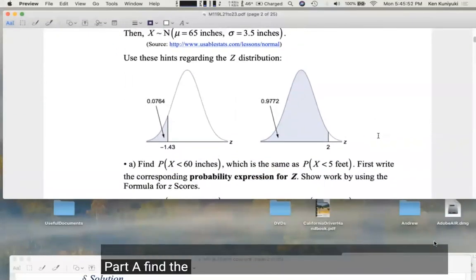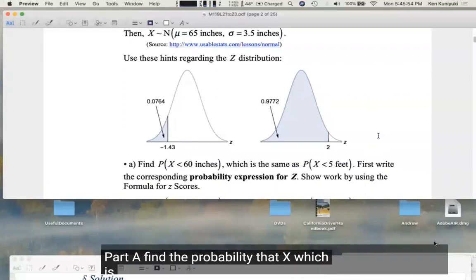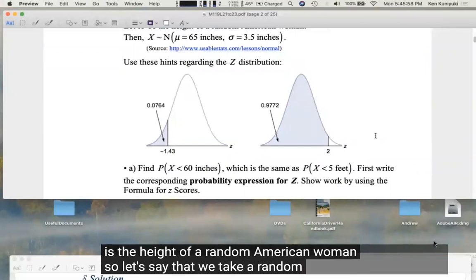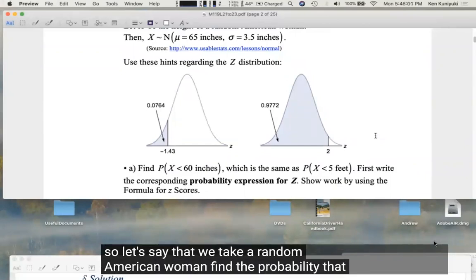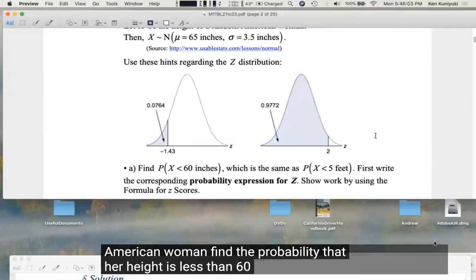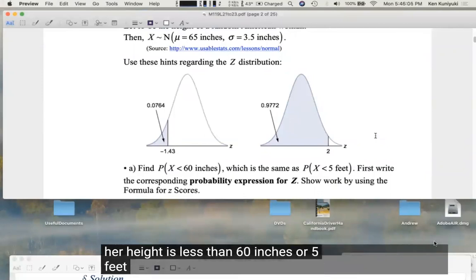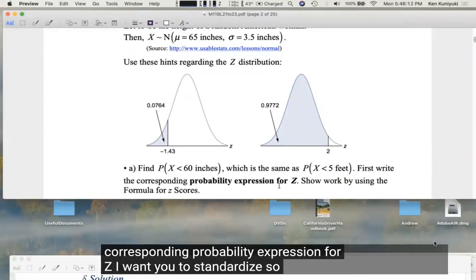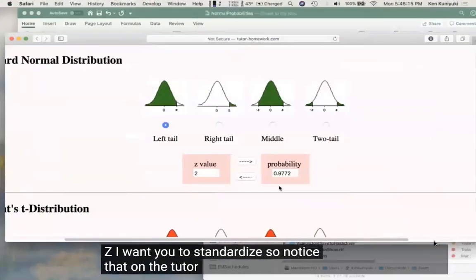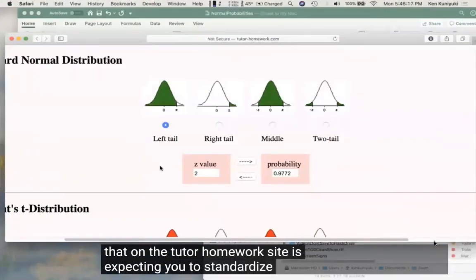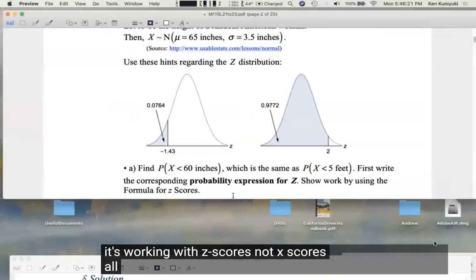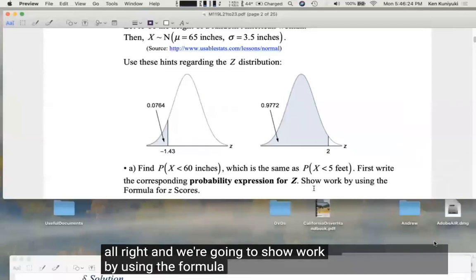Part A: find the probability that x, the height of a random American woman, is less than 60 inches, or 5 feet. First, we're going to write the corresponding probability expression for z. I want you to standardize. Notice that the tutor homework site expects you to standardize because it's working with z-scores, not x-scores. We're going to show work by using the formula for z-scores.